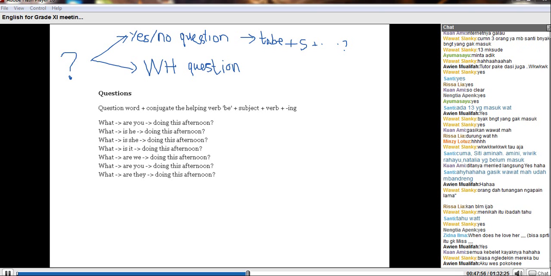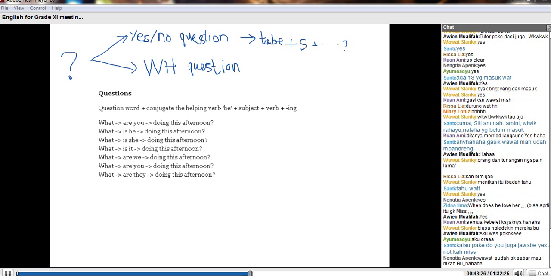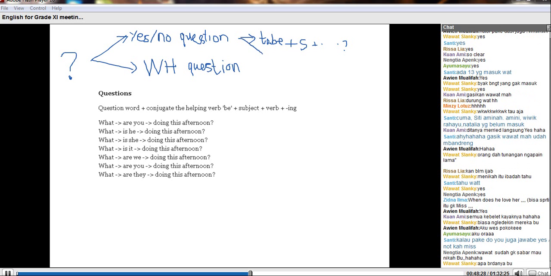When, apa Mbak Zidna, sebentar. When does he love her? Nah, yang dibilang Mbak Zidna Ilma ini, when does, itu masuk WH question. Ya. Ya, juga. Do you agree with me? Yes, I do. Ya.